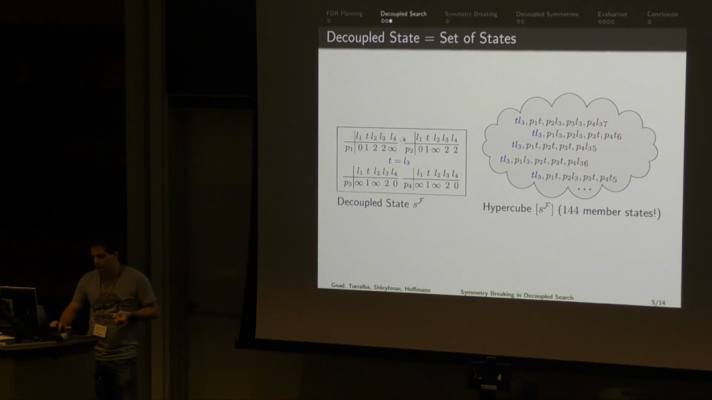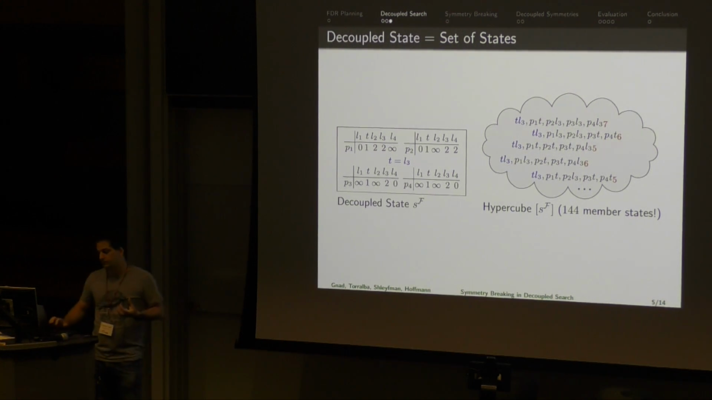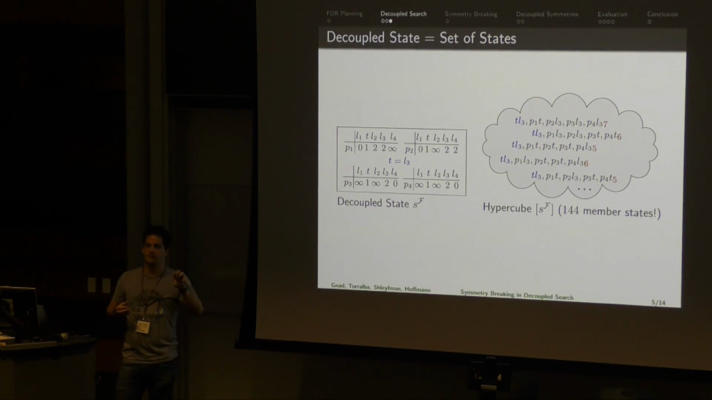For example, we could choose to have package 1 in the truck, package 2 in the truck, and the same for packages 3 and 4. This is one member state of this decoupled state. And it has a cost of 4, because each of the individual facts, like having the package in the truck, costs us 1.